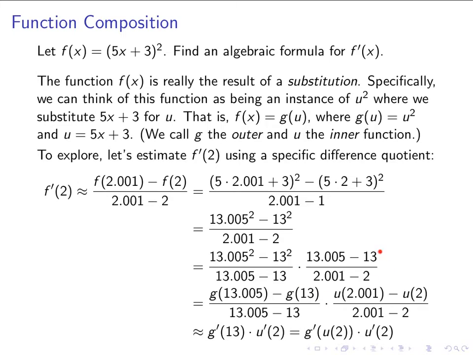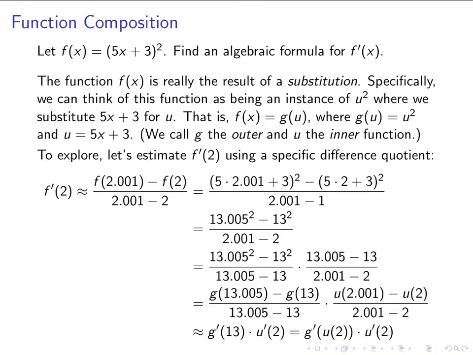Similarly, this one may not look like it at first, but this 13.005 and 13 actually came from plugging in 2.001 and 2 into the u function. So this quotient is estimating, and you can see it better here, this quotient is estimating the slope of the u function at 2 points close together, one of which is the input 2.